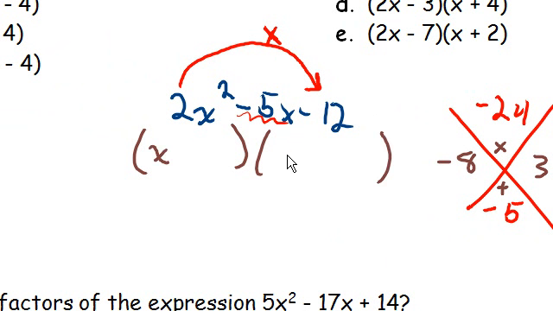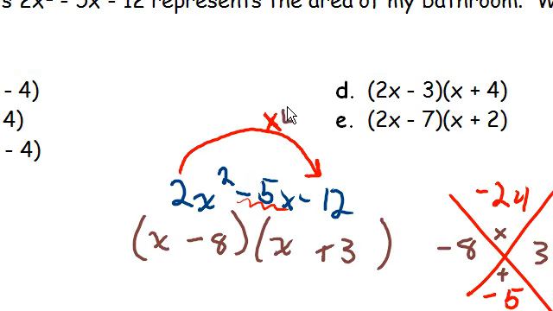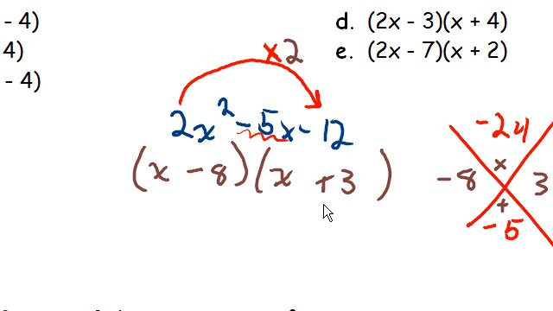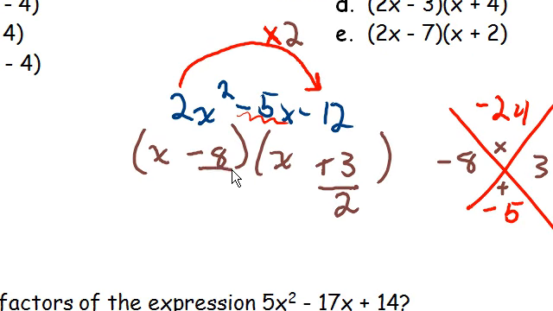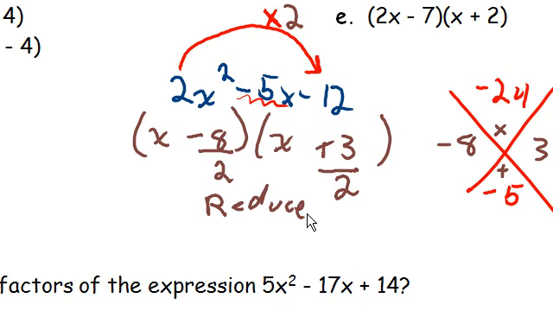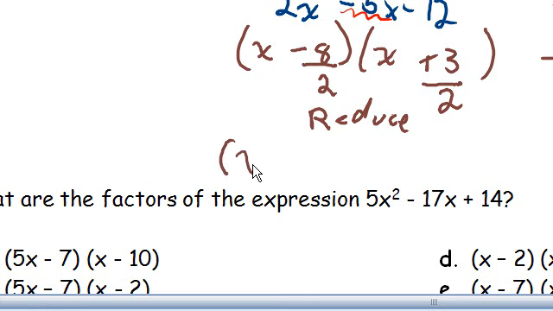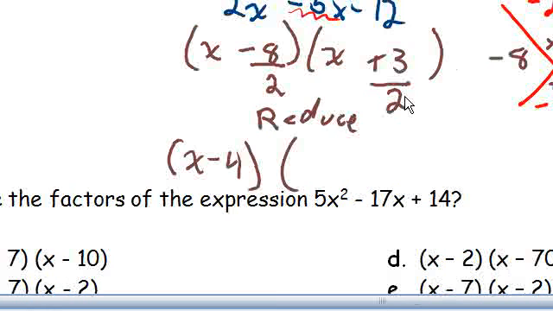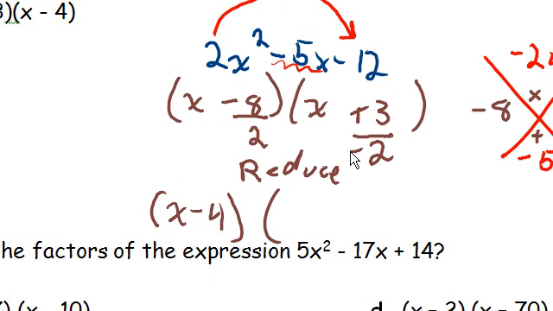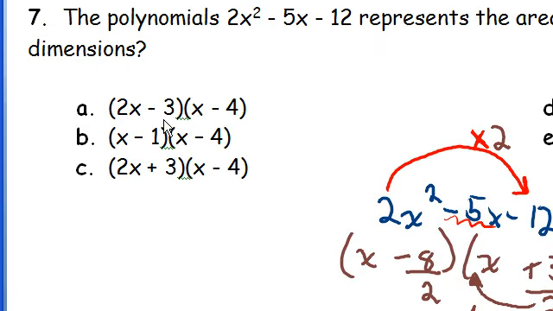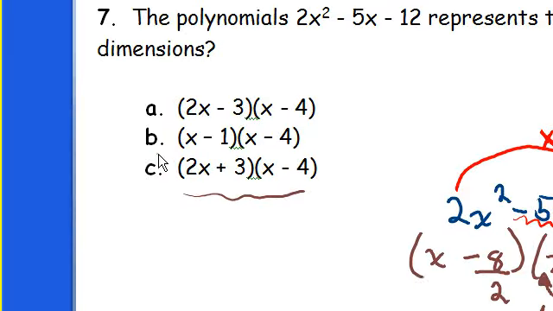We'll write our skeleton, x and x. x minus 8, x plus 3. But since we timesed by 2 up here, we now need to divide by 2 down here. Divide by 2, divide by 2. And now don't forget this step, we need to reduce. Okay, so let's reduce. So this would be x minus 4. And now we can't reduce this anymore, so we can immediately swing on this step. We'll take that 2 and we'll place it right there in front of the x. So 2x plus 3. So there's our answer. Let's look for our answer. 2x plus 3, x minus 4 right there. C.